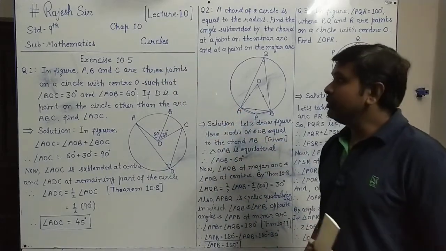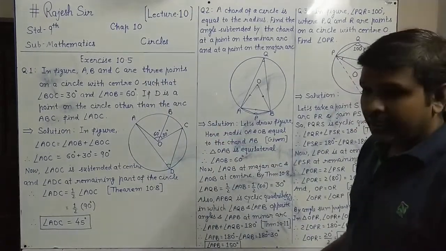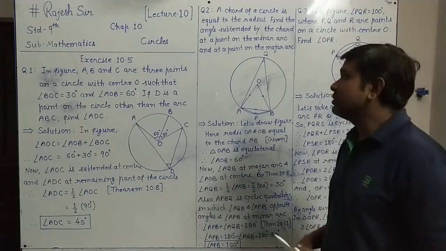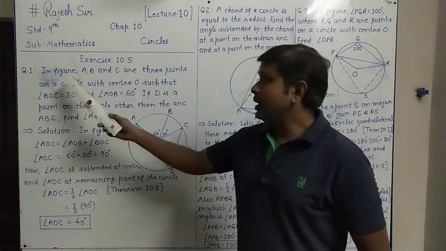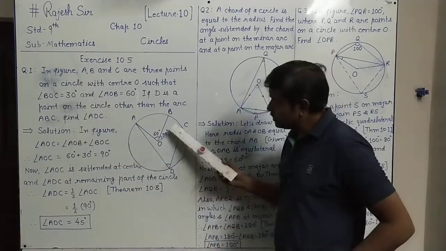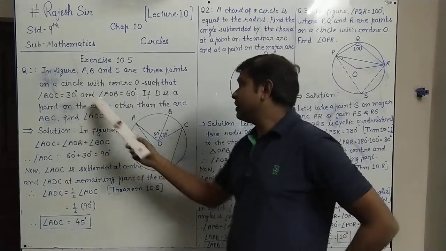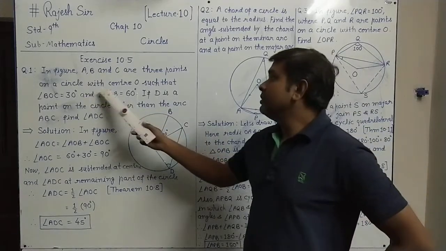In this lecture we are going to solve exercise 10.5 after seeing all the theorems and all the examples in previous lectures. Let's see the exercise 10.5. Question 1: in the figure, A, B and C are 3 points on a circle. You can see A, B and C, 3 points on the circle with center O.